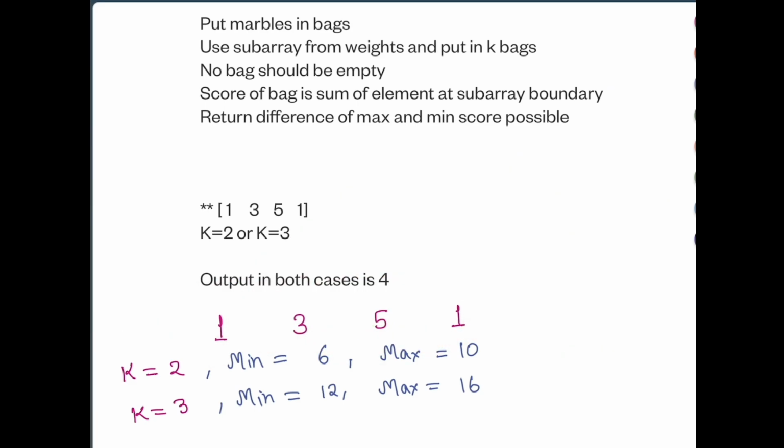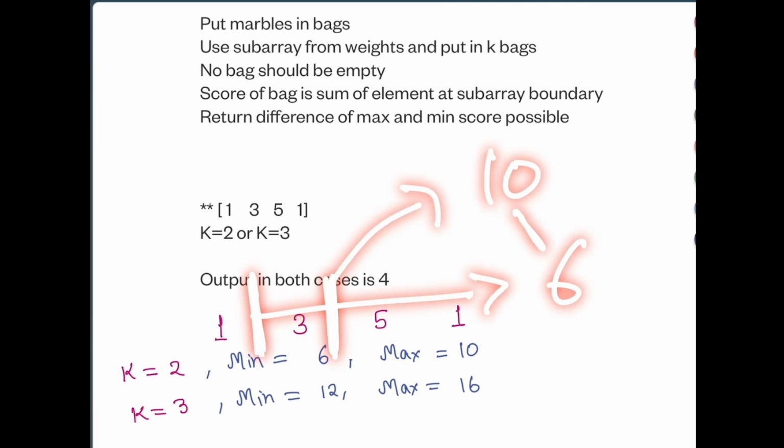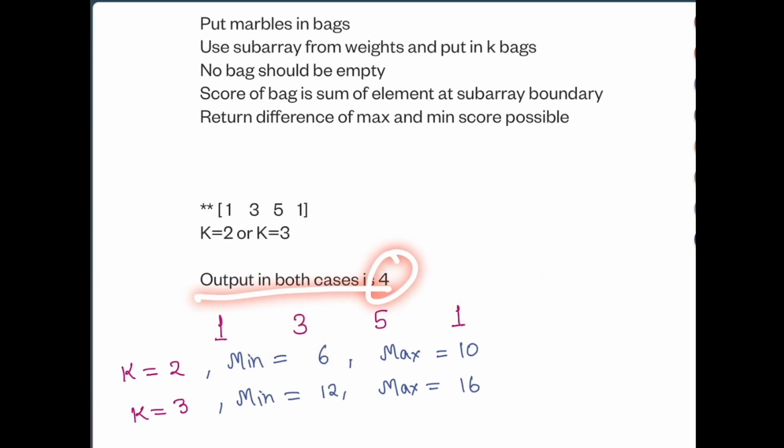Now the actual task is to return the difference of maximum and minimum score possible. So right now we saw two cases, right? We split it at this point and we got the score of 10. We split it at this point and we got the score as 6. Their difference is 4 and that is the output. Output in both these cases is 4 if the value of k is 2. How do we get it? Find the maximum and minimum score possible. Minimum is 6, maximum is 10, right?